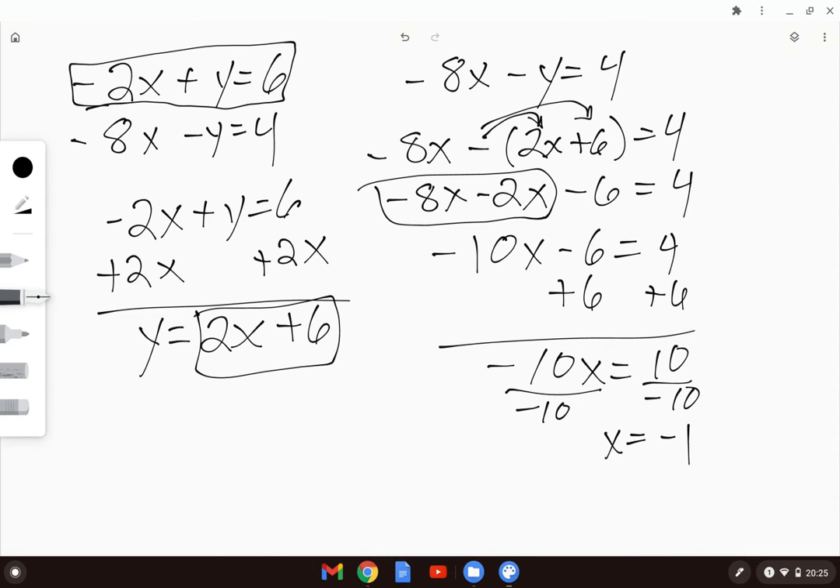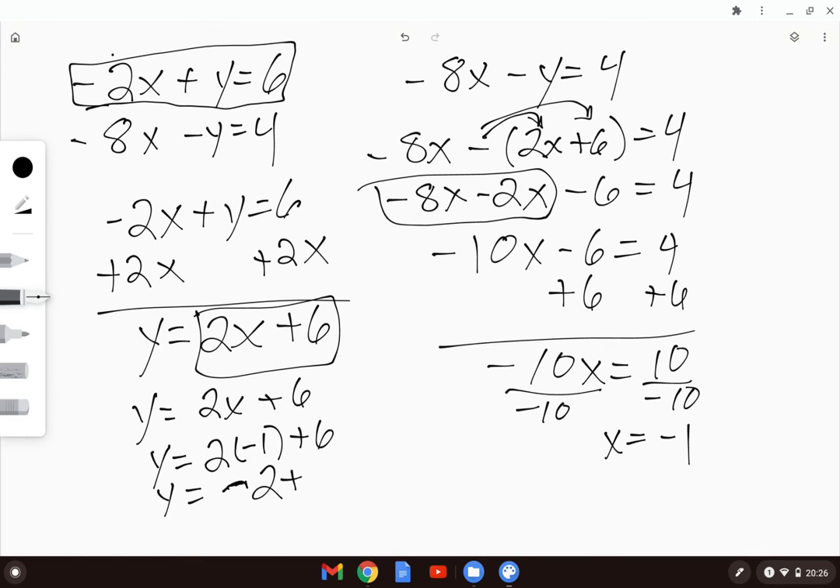So now I take that x equals negative 1 and substitute this into the original equation to solve for the other value. So I already have an equation that is written that defines the value of y, which is y equals 2x plus 6. So I will just simply substitute the negative 1 in for the x. Negative 2 plus 6 is 4. So my ordered pair solution is going to be negative 1, 4.